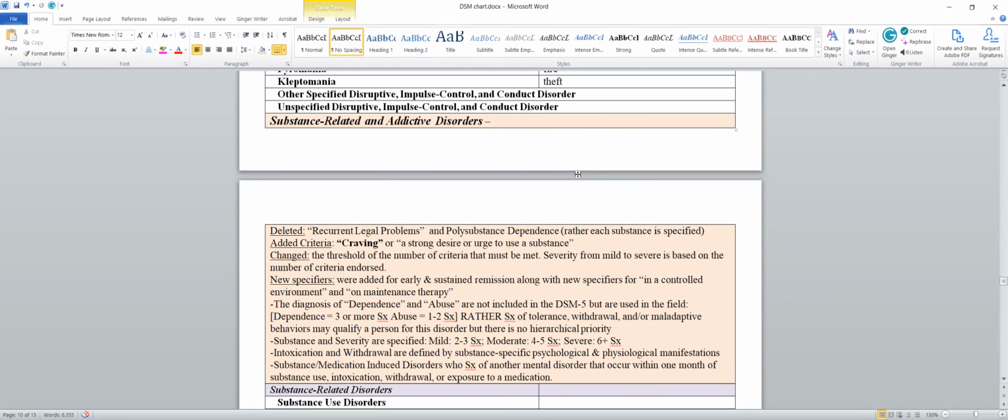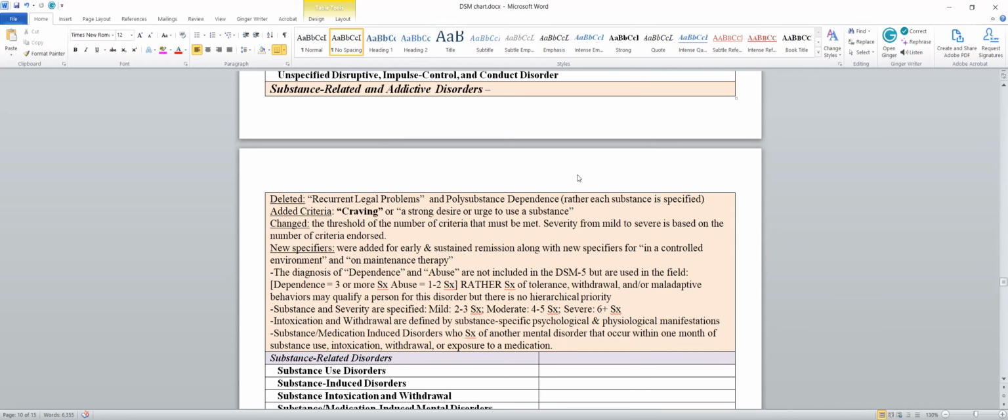Substance-related and addictive disorders. Deleted were the recurrent legal problems and polysubstance dependence. Rather, each substance is specified. An added criterion is craving, or a strong desire or urge to use a substance. What was changed is the threshold of the number of criteria that must be met. Severity from mild to severe is based on the number of criteria endorsed.